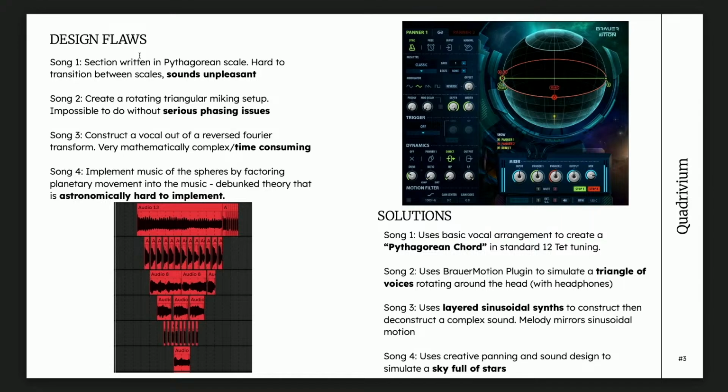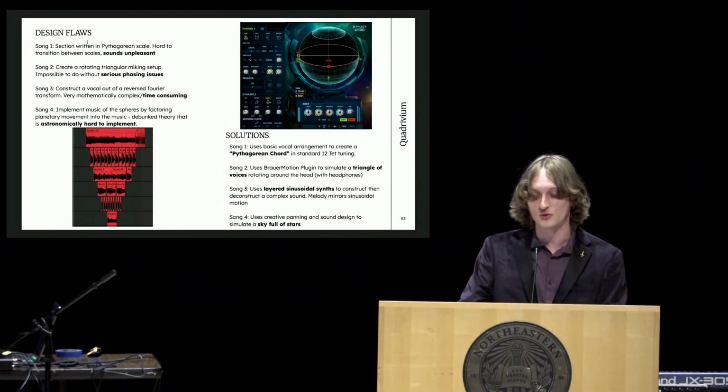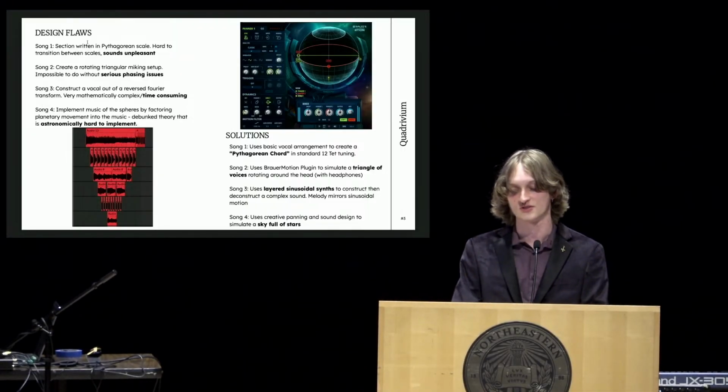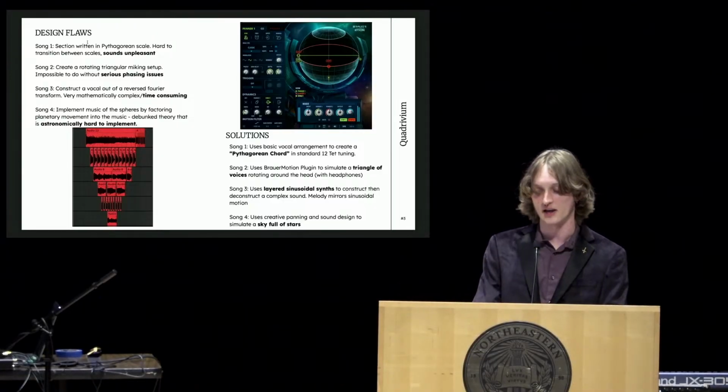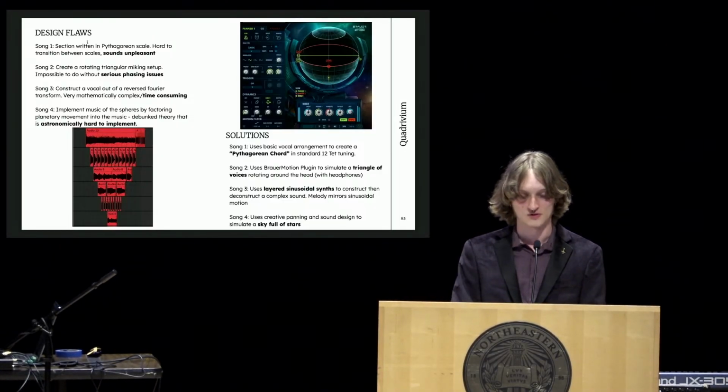And then for song 2, I bought a $40 plugin that did all the complex miking setup for me by simulating it, and it took me like 25 minutes. That's the plugin up there. And then song 3 uses layered sinusoidal synths to construct and deconstruct a complex sound, and the melody mirrors sinusoidal motion. And then song 4 basically uses creative panning and sound design to simulate a sky full of stars.